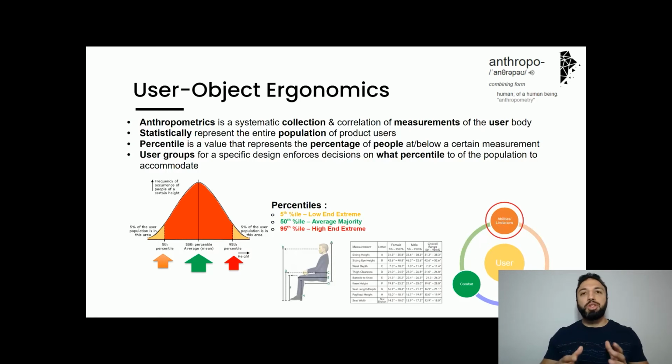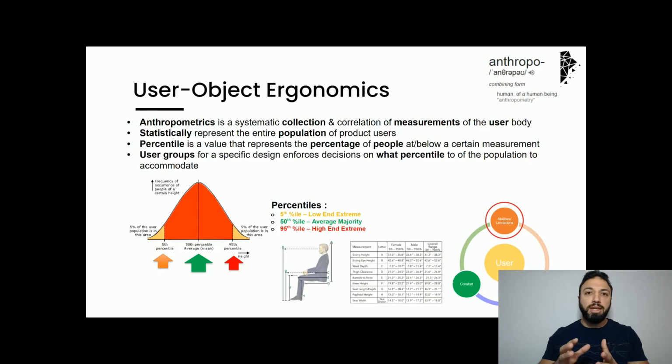Since we're talking about user object ergonomics, humans are different in dimensions and sizes, so we have to bring in our user group terminology. A user group means a group of people that share a certain physical property, let's say the size of a hand, or the size of the head, or the breadth of the shoulders, and so on. The way we usually deal with these anthropometrics is through tables, and these tables are talking about statistics. So how are we going to apply these anthropometric values to a certain group of people? User groups.